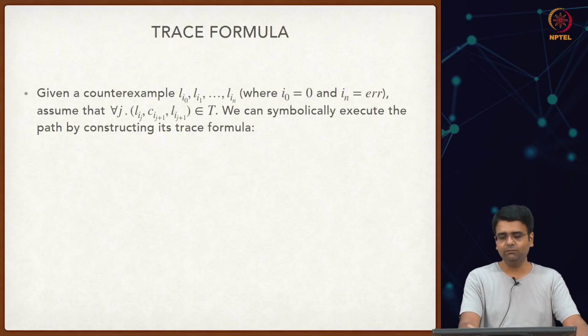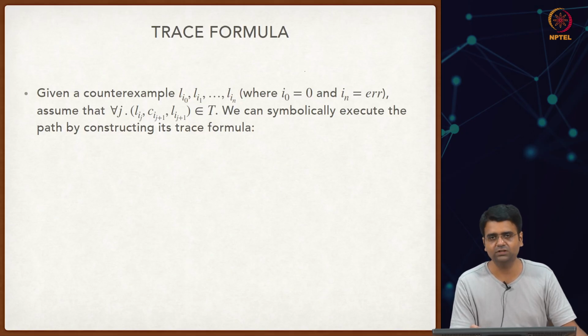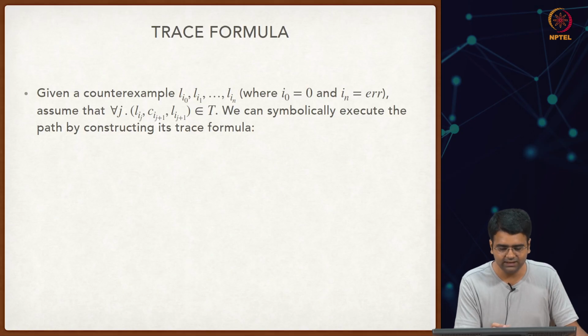So what is the meaning of a trace formula? Suppose I am given this counterexample, which I have indicated through this sequence of locations, Li0, Li1 up to Lin, where Li0 is the 0th location, meaning L0, and Lin is the error location in the program. I am also assuming that these locations are adjacent to each other, with transitions between them, because this is a path, and each transition is labeled by a command.